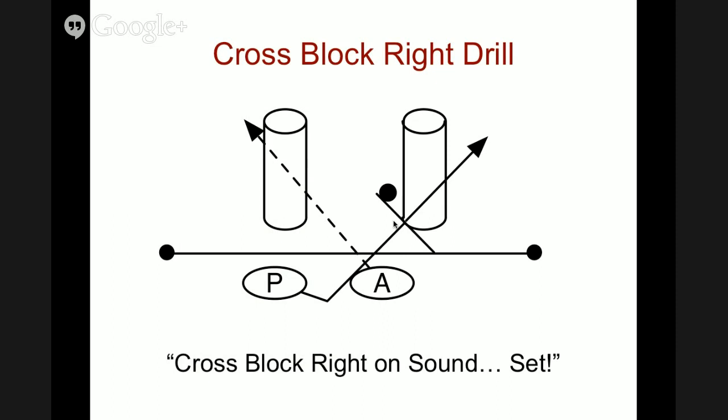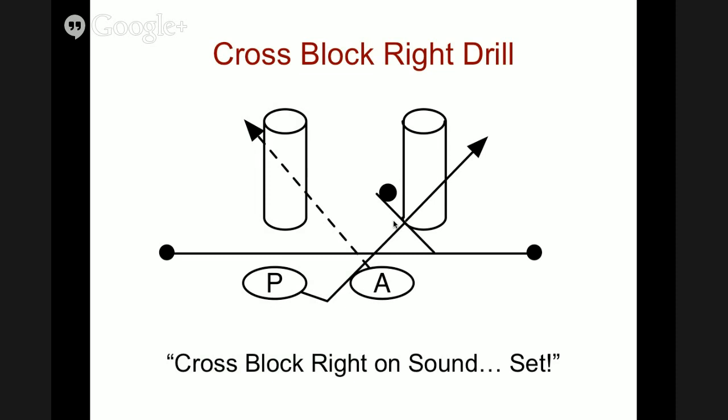So here's a little diagram showing what you just saw in that photo, with the angle blocker blocking down and that puller kicking out, getting that helmet on the inside into the hole and kicking him out straight down the line. We'll use the same kind of terminology. It'll be "cross block right on sound, set."